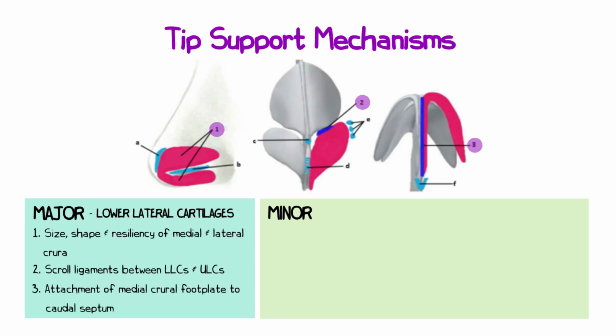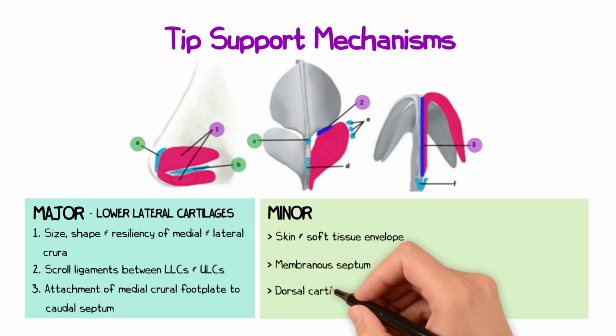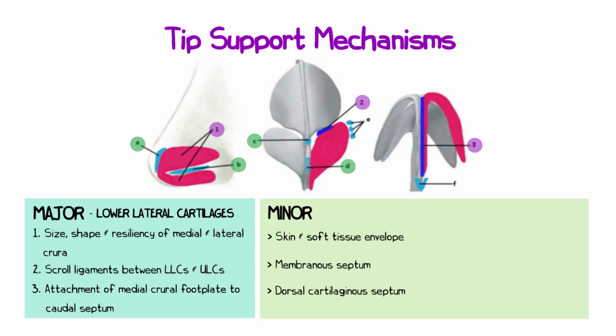What are the minor tip support mechanisms? These comprise the following: skin and soft tissue envelope, the membranous septum, the dorsal cartilaginous septum, the interdomal ligaments, the lateral sesamoid cartilage, and the anterior nasal spine, essentially everything else related to the structure of the nose.